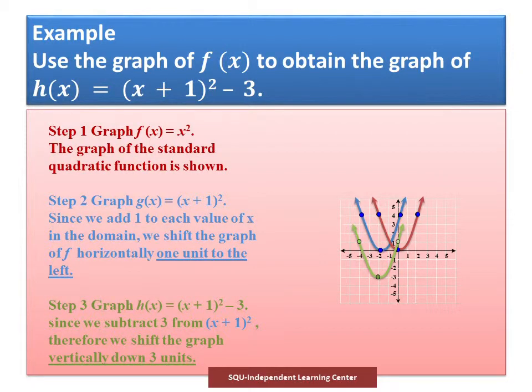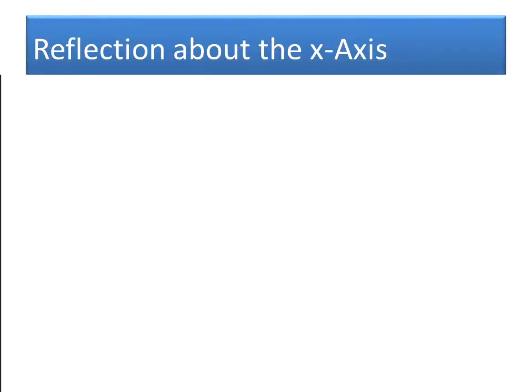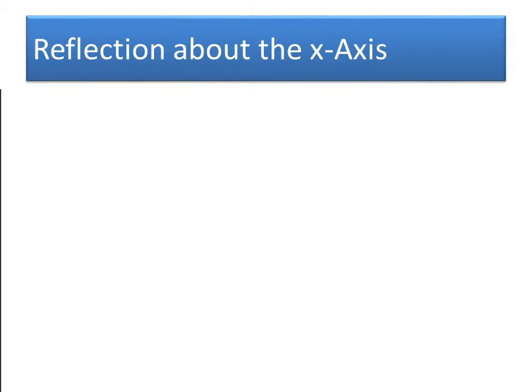So this tells us that the blue curve representing x plus 1 all squared, after subtracting 3 from it, will be giving us the green curve, which is x plus 1 all squared minus 3. The green curve is a vertical shift of the blue curve 3 units downwards. Now we move to reflections. We start by reflection about the x-axis.